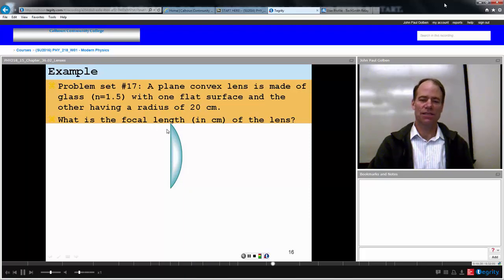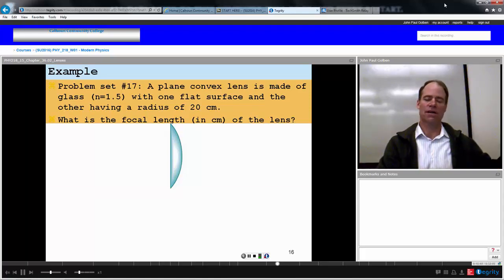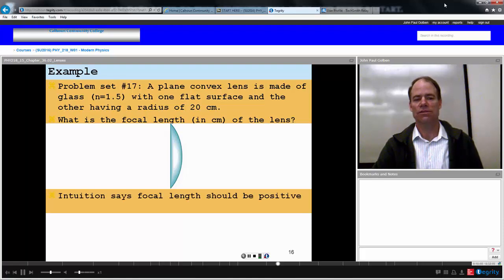Alright, so we got this lens. It's plano convex, and it is a converging lens because it's thicker in the middle than it is on the outside, so we should expect a positive focal length. Now we have to assume the light is coming from one way or the other. So in this case we're going to come from the left and exit on the right. So we're going to assume our ray direction.